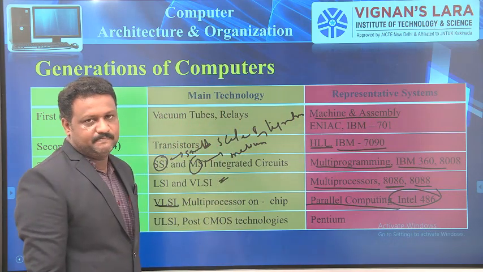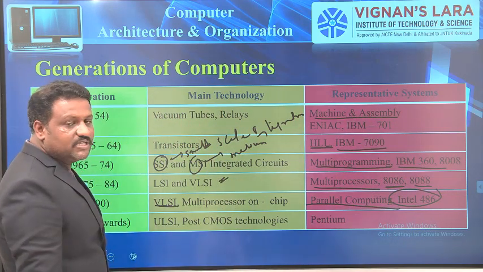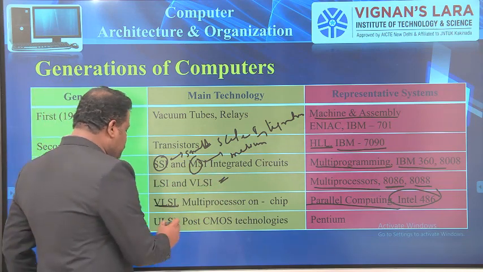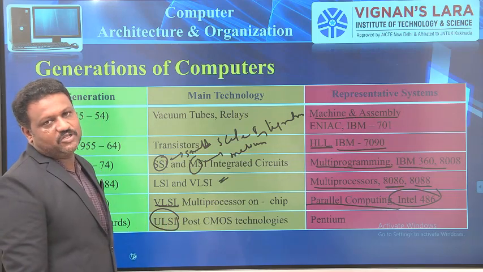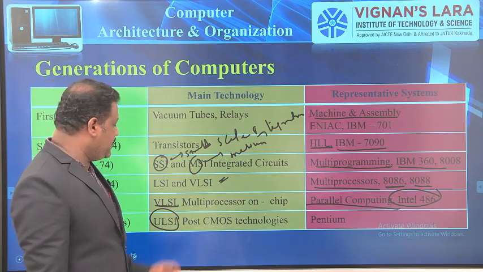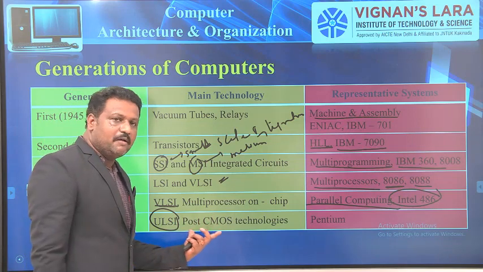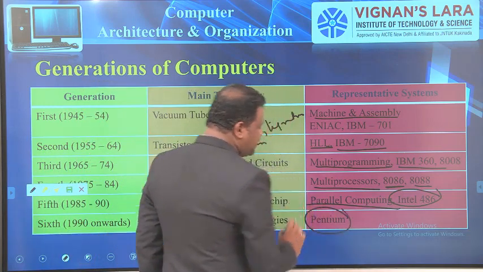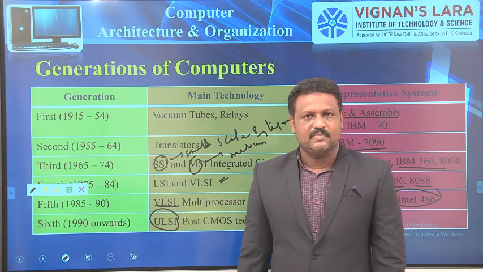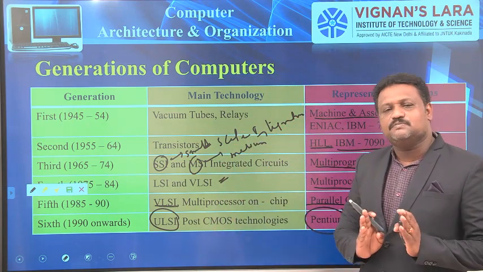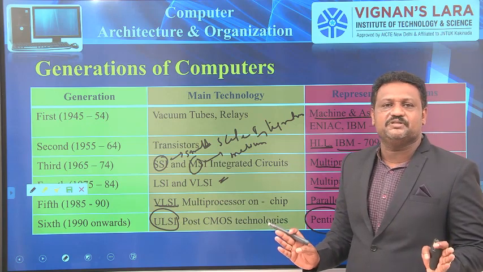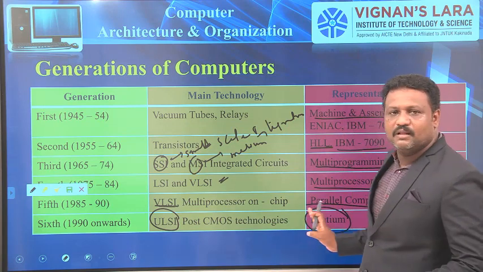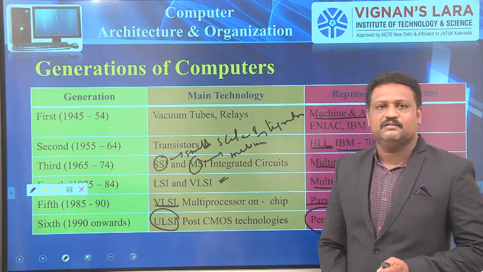And coming to the last one, guys, the sixth generation, it starts from 1990 onwards. Now we are in the sixth generation. In this generation, the systems are designed with the help of ULSI technology. ULSI means ultra large scale integration, and we are also using post-CMOS technology for making our systems. The example here is the Pentium processor. In this table, I gave a small idea regarding the generations of computer systems, the design technologies used in those generations, and the example processors or systems.